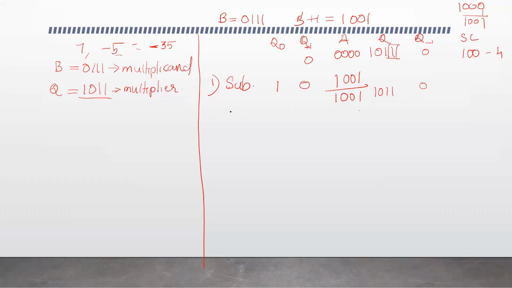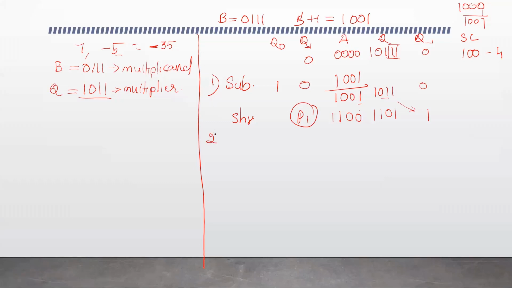The next operation we perform is shift right. When we shift right, the sign bit stays in its position. We move these 3 bits to the next place, so 1, 0, 0. And this bit is moved to the next register, 1. And these 3 bits, 1, 0, 1, will be moved right, 1, 0, 1. And this 1 will go to the next register, that is Q minus 1. So the value of Q minus 1 will be 1. This is our partial product 1.